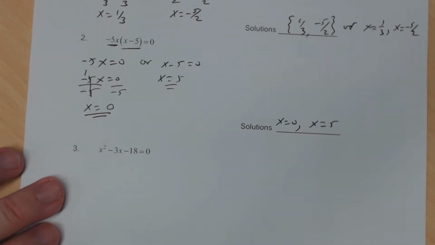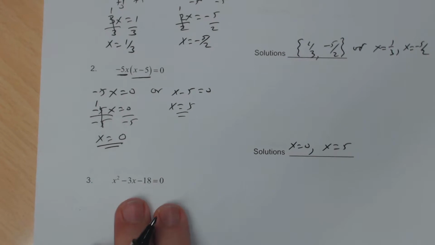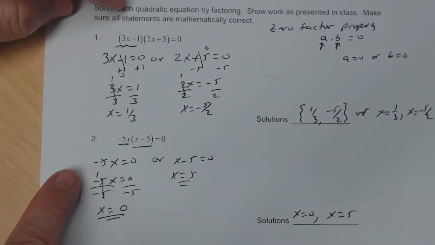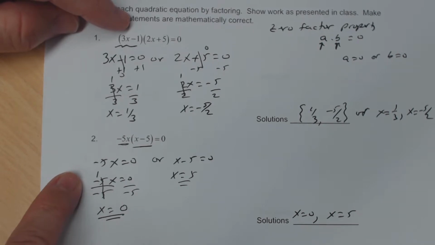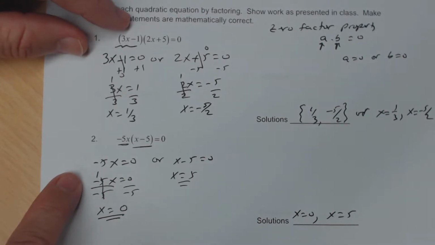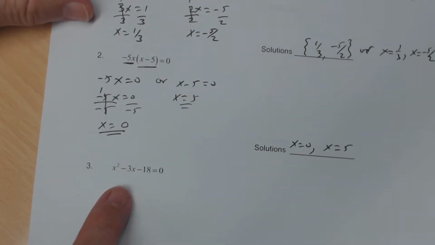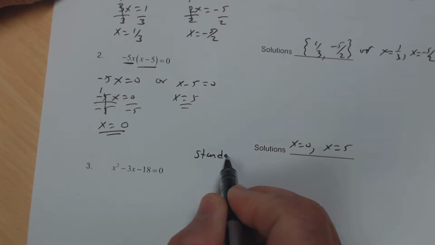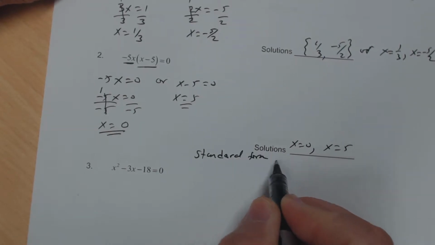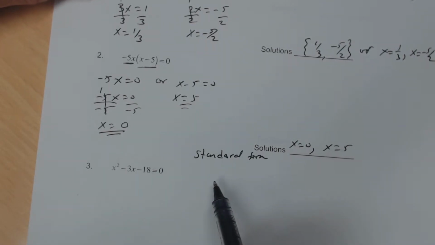Alright, the next one. Now, the difference between number 3 and the first two is that in the first two, it was already factored. Your quadratic equations had already been factored. So when you look at number 3, we've got to first of all make sure it's in standard form. We use the words standard form.